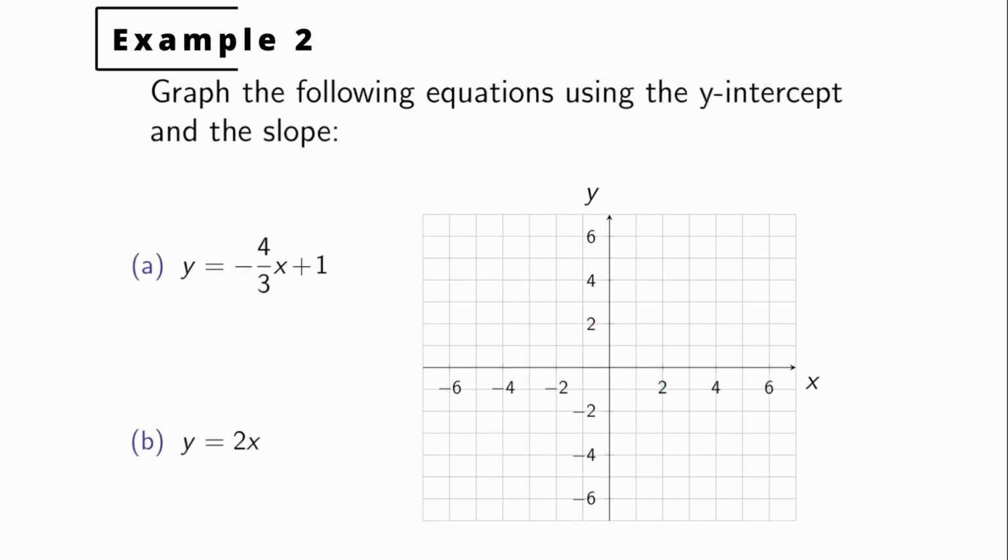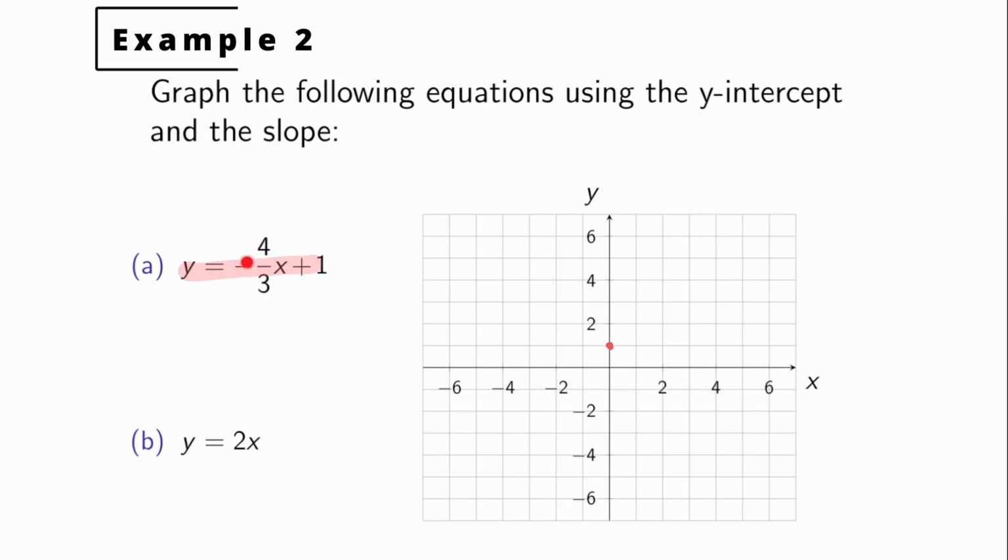Example 2. Graph the following equations using the y-intercept and the slope. Both of these equations are written in slope-intercept form, and that can make it relatively straightforward to graph the line if we know the slope and the y-intercept. I'm going to do this line in red. We start by noting that we know where the y-intercept is, so that gives us 1 point on the line. The y-intercept is 1, so I'm going to graph that point. Then, to get our second point, we use the slope. The slope in this case is negative 4/3.